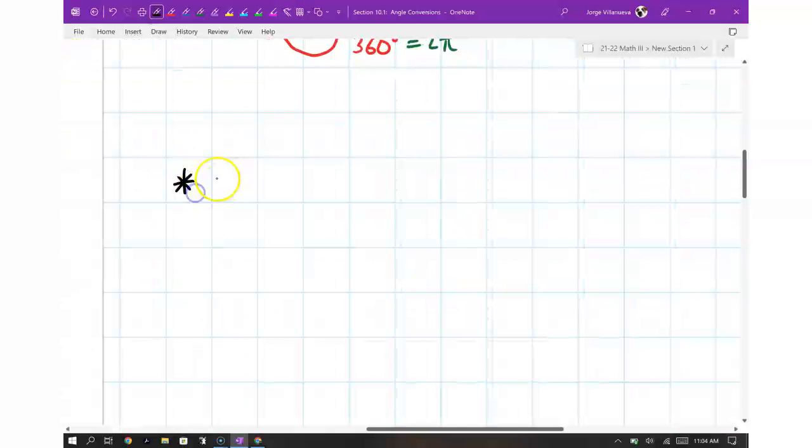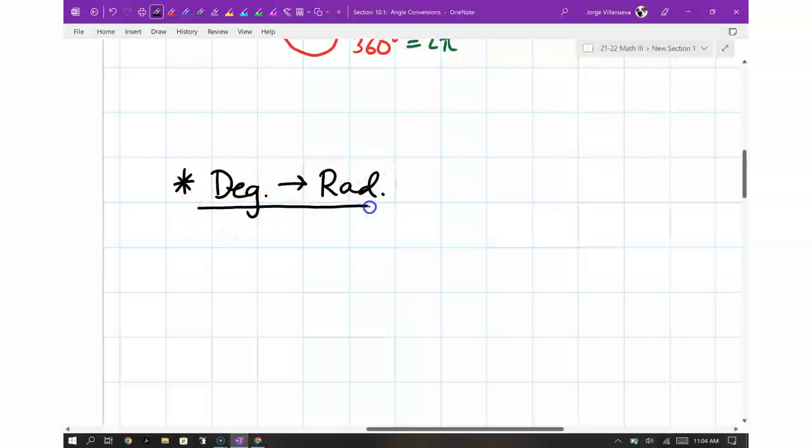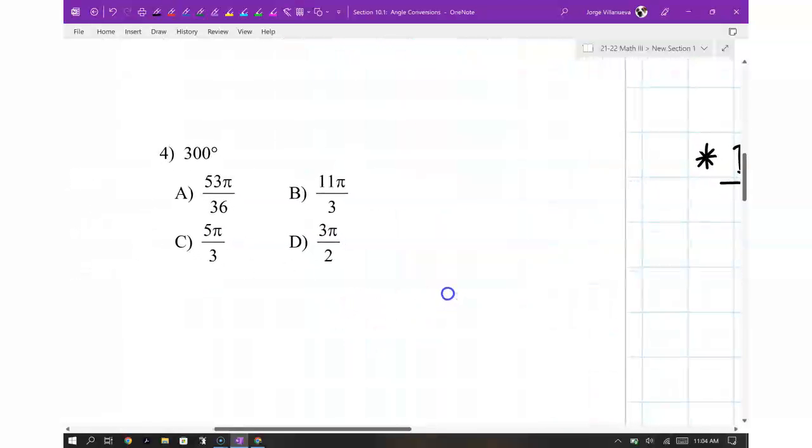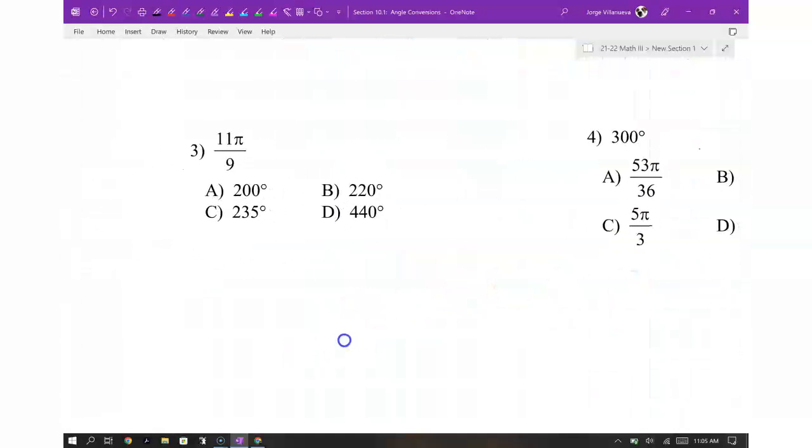So the first formula here, degree to radian. This is going to be the first one. What you're going to do is they're going to give you a degree. How do you know what they gave you as a degree? It has the little degree symbol on it. Okay, that little circle. Let me show you really quick. Notice number 4 is a degree, 300 degrees. But notice number 3, 11 pi over 9. I don't see a degree symbol. So that means it's a radian. So if there's no degree, it's a radian. If there is a degree, then it's a degree.